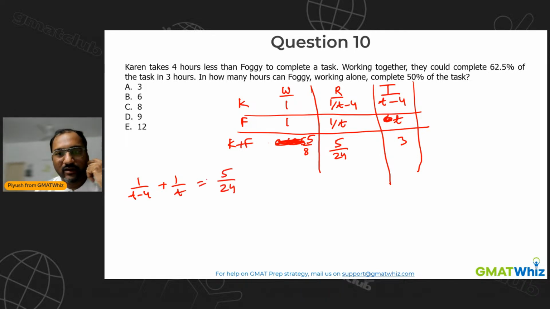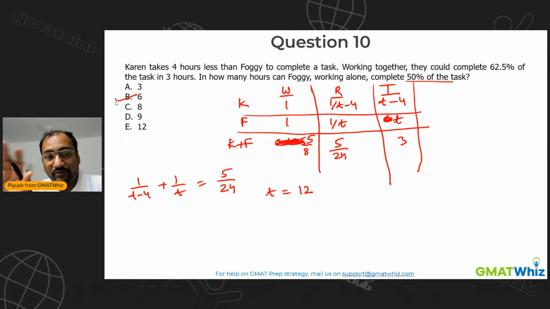And using this, you'll get a quadratic equation and you can solve for t, and t comes out to be 12. The question is asking how much time Foggy will take to complete 50% of the task, so that will be 6 from this. But again, there's a quadratic equation that you'll have to solve. So if you're comfortable doing that, you can do it this way. This is one of the ways of solving this question.